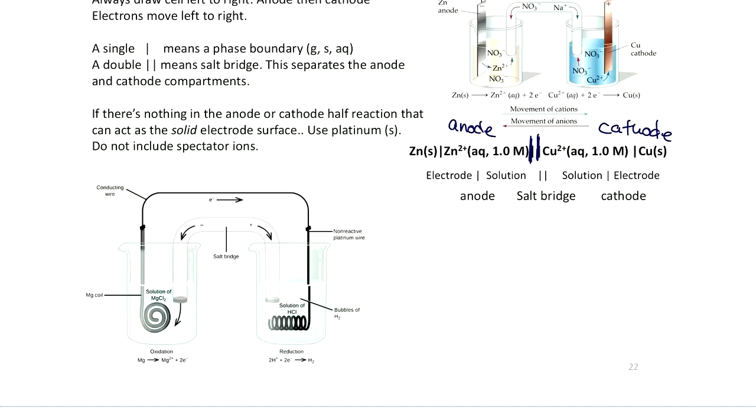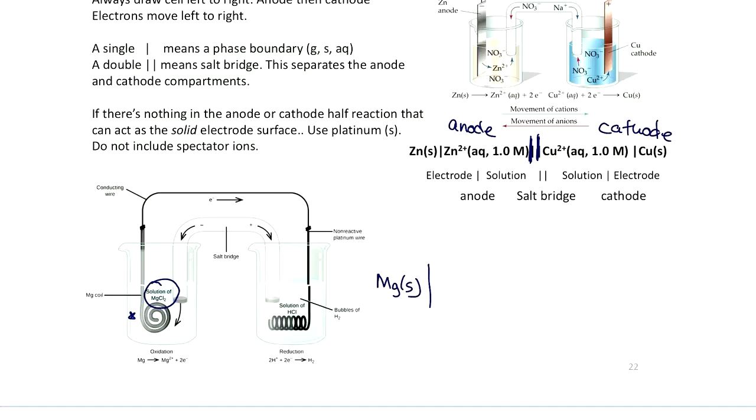You want to say, where are your electrons starting in your anode, and then how is it going to your cathode? So in this case, instead of zinc solid being our electrode, here we have magnesium coil. So in this case, it's magnesium solid. This is where we're starting. All right? Magnesium solid is in contact, so I'm going to put a single line to mean phase boundary, is in contact with a solution of magnesium chloride.